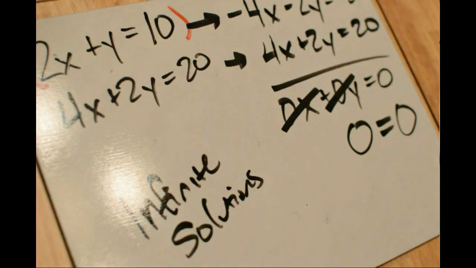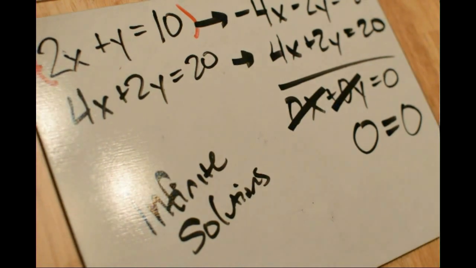If both of your variable terms cancel out and you're left with a statement about two numbers that is always true, like 0 equals 0, you have infinite solutions. Let's take a look at this one graphically also, and we'll see what's going on here.